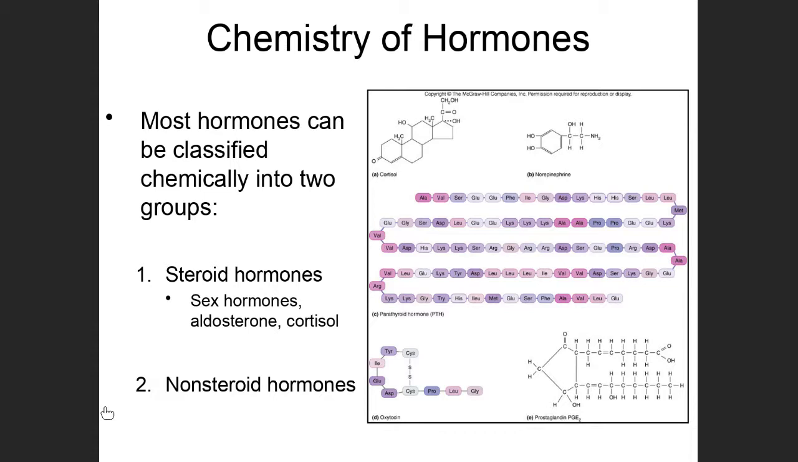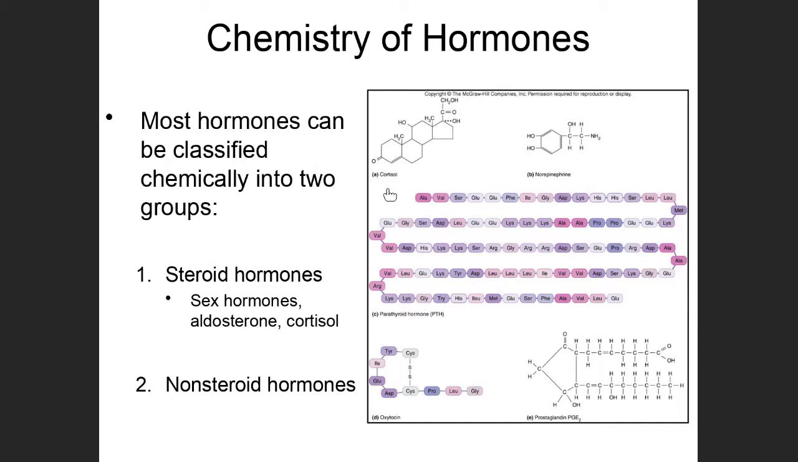So we have, first of all, steroid hormones, and this is the minority of hormones. The steroid hormones include the sex hormones: estrogen and progesterone in females, testosterone in males, and two other hormones. Aldosterone is a steroid hormone, and cortisol is a steroid hormone. The reason that they are referred to as steroid hormones is because they are fats based on their chemical structure.